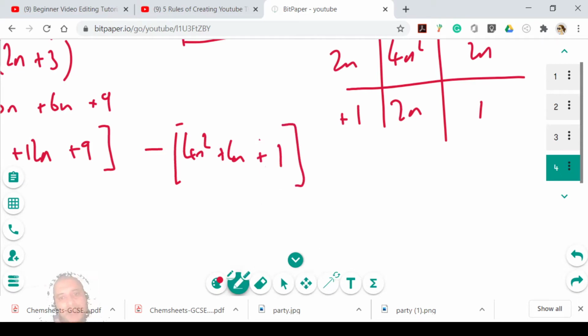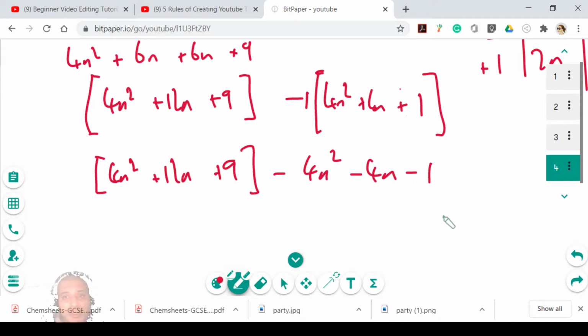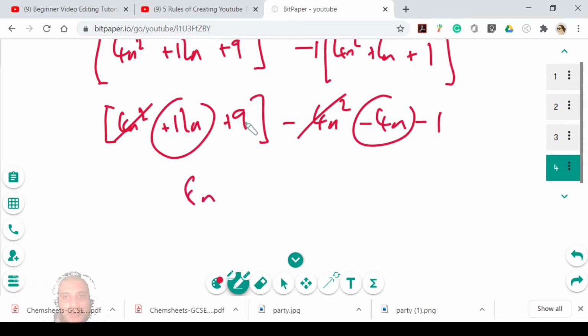Now I like having these big square brackets, and the reason being that I know this is minus, and if you really want to think about it, this is minus 1 times everything in there. So I'm going to write it out again, 4n squared plus 12n plus 9. And now I'm going to times everything on the inside by minus 1, or I'm just going to flip it. However you want to look at it, really doesn't matter. Some teachers say you times everything by minus 1, some teachers say you flip everything. It really isn't relevant because it gets you to the correct answer. So now when I look at it, you've got minus 4n squared and 4n squared. These two cancel out. You've got 12n minus 4n, which is 8n, and you've got 9 take away 1, which is 8. So we've got 8n plus 8.